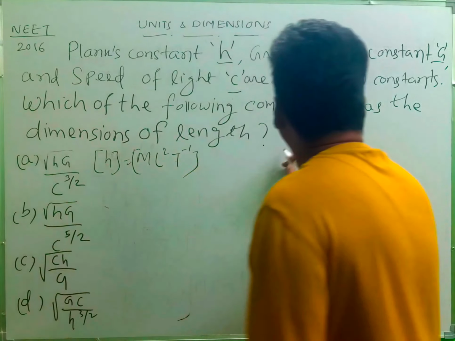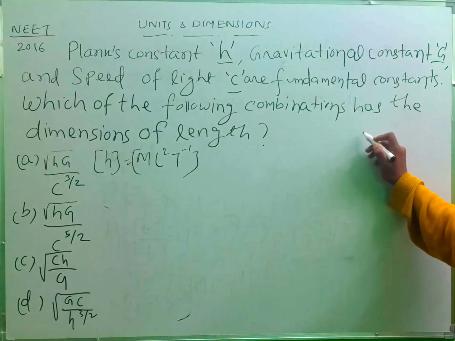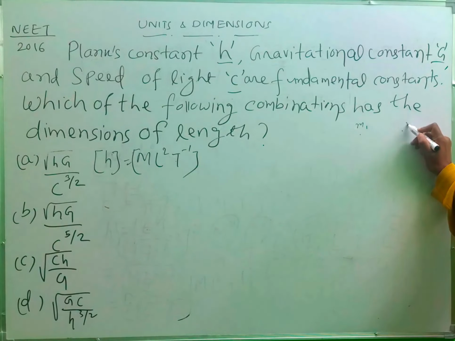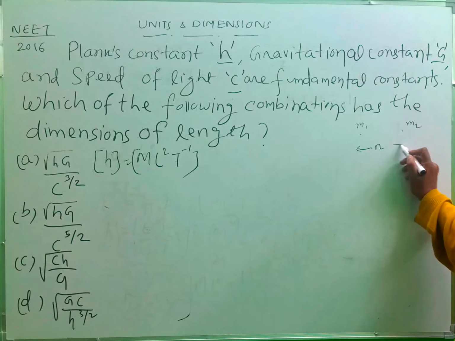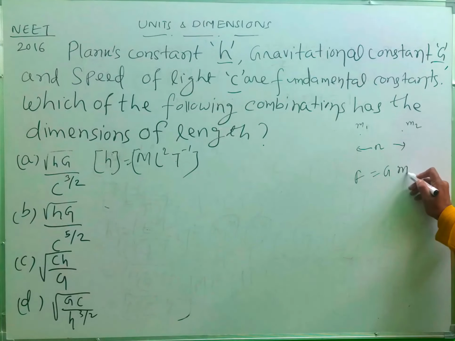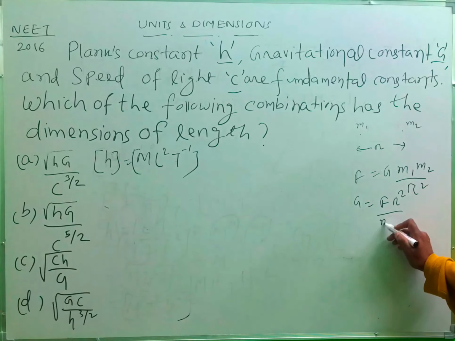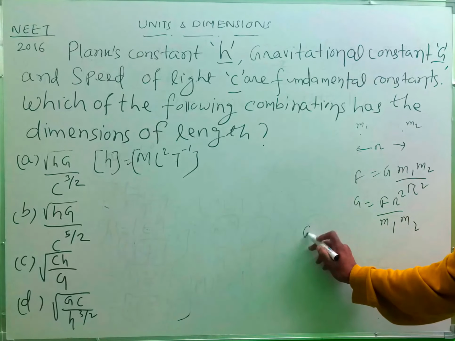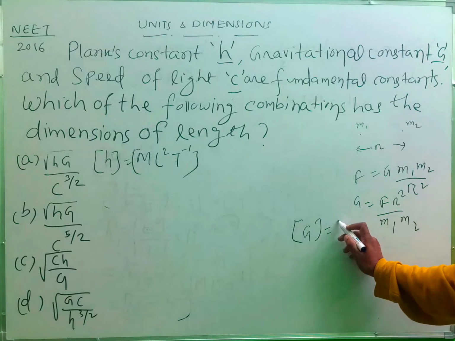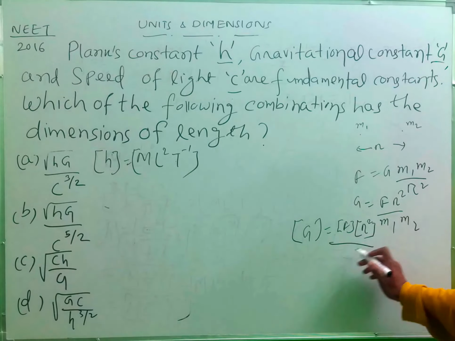And what about g? We know, students, from Newton's universal law of gravitation, if there are two masses m1 and m2 and the distance between them is r, then what is the gravitational force of attraction between them, students? That is F is equal to G m1 m2 by r square. So G is equal to F r square by m1 m2, and so, students, the dimensions of G is equal to dimensions of F into dimension of r square divided by dimensions of m1 m2.